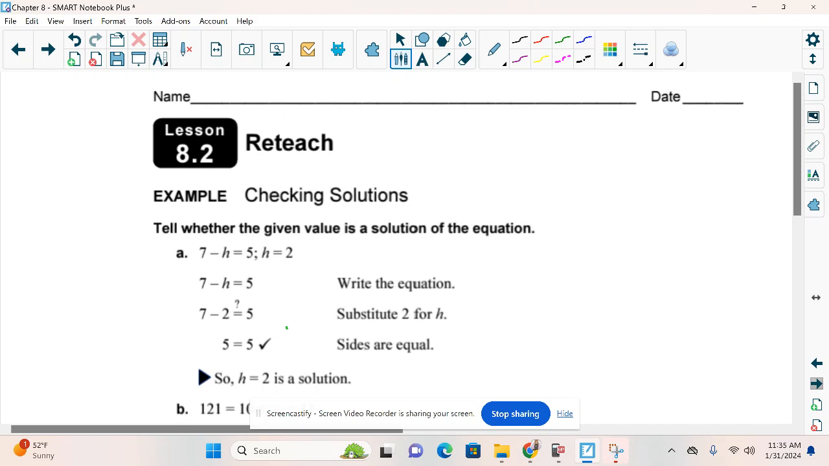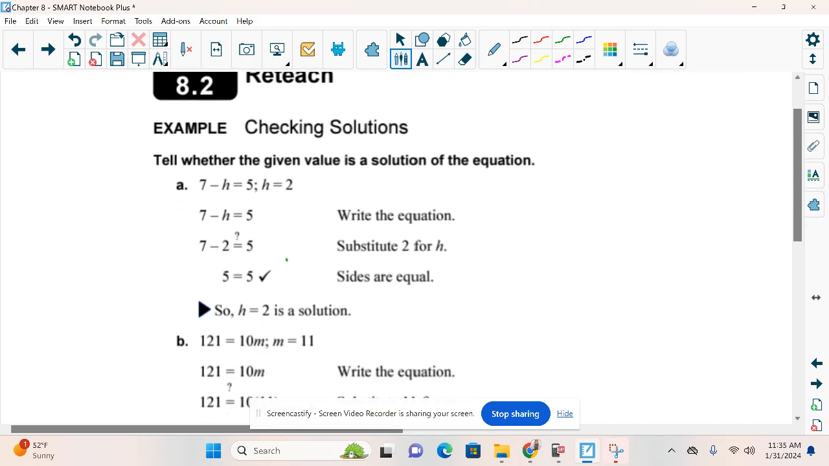So like in example A, we have 7 minus h equals 5, and they're saying that h equals 2. Well, if I plug in 2 where the h is, does 7 minus 2 equal 5? Yes. So is h equals 2 the solution? Is that true? Yes. Okay.